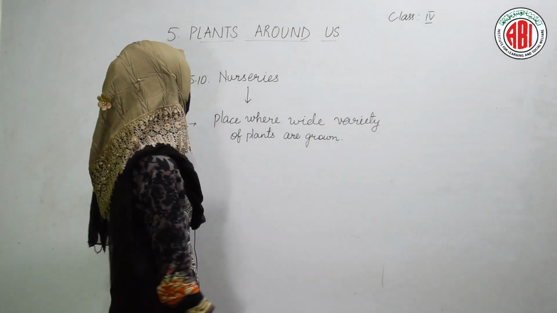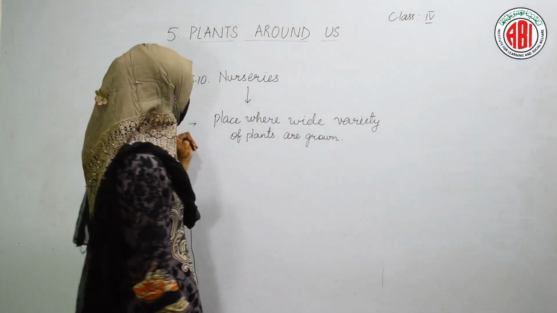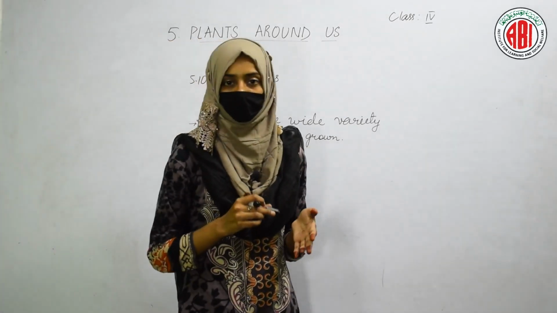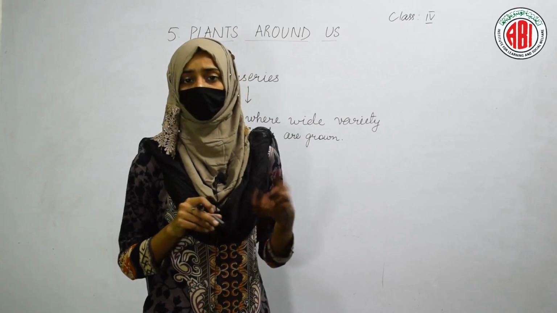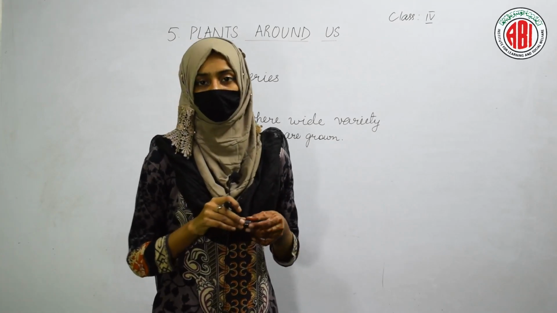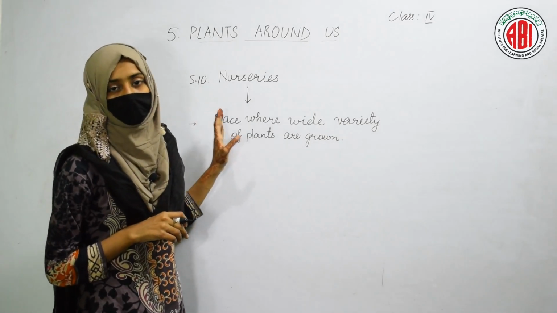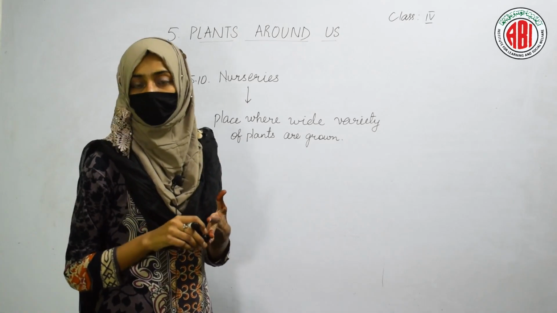Okay, our next topic is nurseries. Nurseries are the places where a wide variety of plants are grown. If you want to grow any flowering or any other plant in your school or in your houses, then from where do you get the plant? You can get the plant from the nurseries. So in the nurseries, a wide variety of plants can be seen.